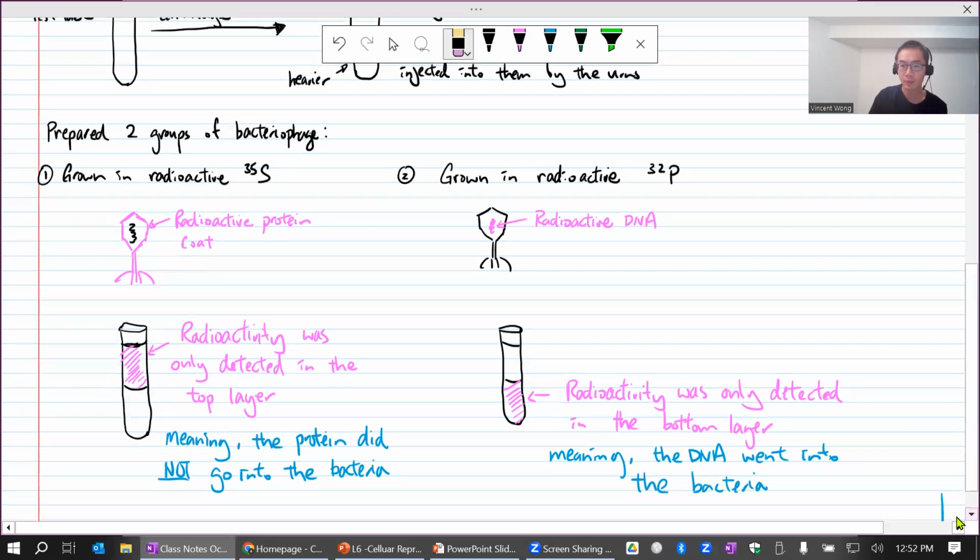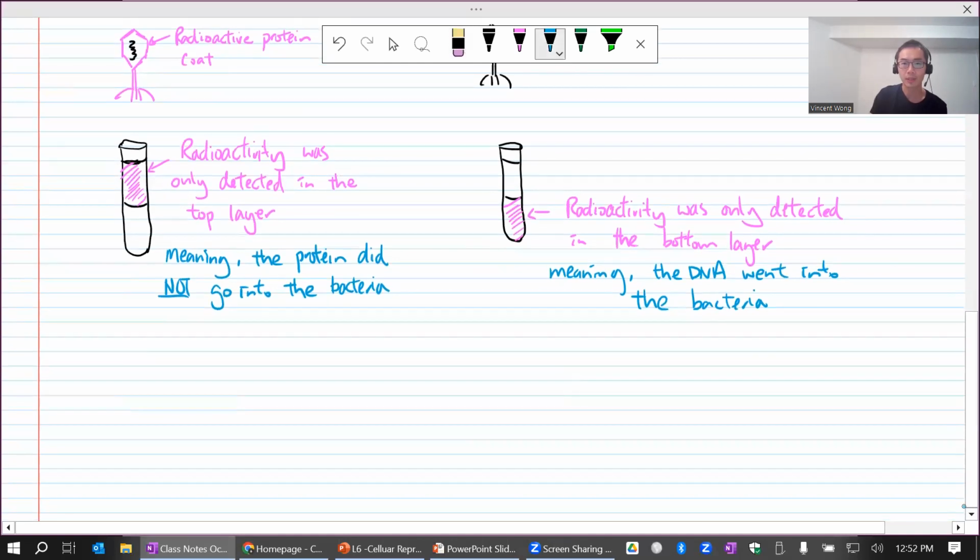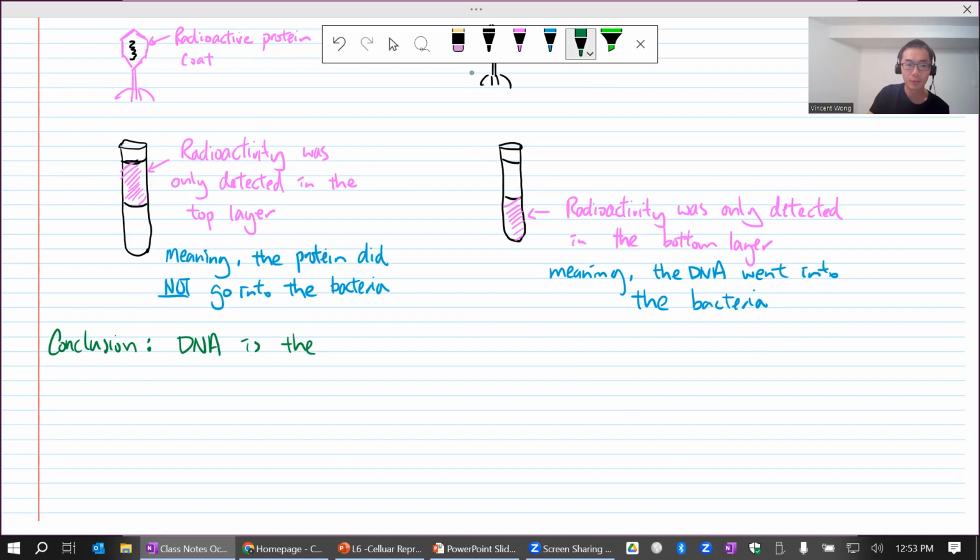Okay, so together, this result and this result together, the conclusion: DNA is the hereditary material. Okay, that's it. Any question? That's it for the Hershey and Chase experiment.